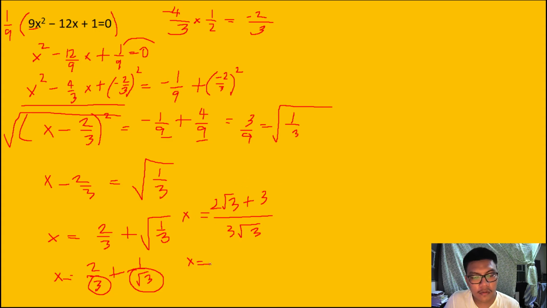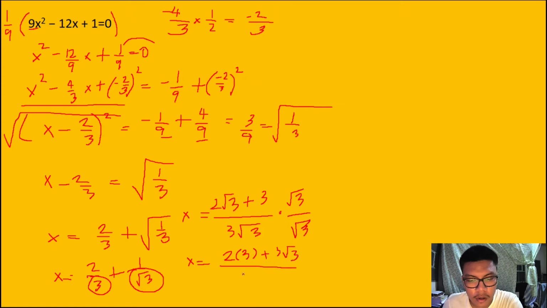Then, pwede ba natin i-simplify yan? Pwede pa. So, we can multiply the numerator and denominator. We can rationalize the answer. So, we can multiply it by square root of 3 over square root of 3. So, we have 2 times square root of 3 times square root of 3, that will be equal to 3. Then, plus 3 square root of 3 all over 3 times square root of 3 times square root of 3. Mawala lang square root. So, we have 3. Then, x is equal now to 6 plus 3 square root of 3 all over 9. Or simply, pwede pa natin simplify? Yes, pwede.